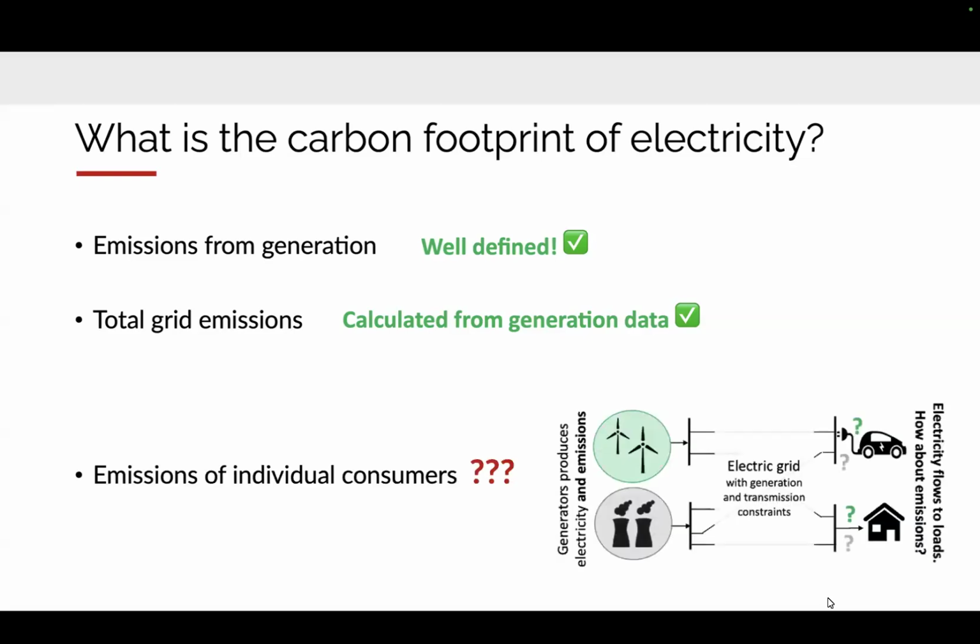That still begs the question, how should we define the emissions of individual consumers? Because individual consumers are drawing electricity from a grid that relies on a mix of generation resources. And once those resources put the electricity into the grid, it kind of mixes, right? And it's hard to say exactly what electricity ends up with what consumer.